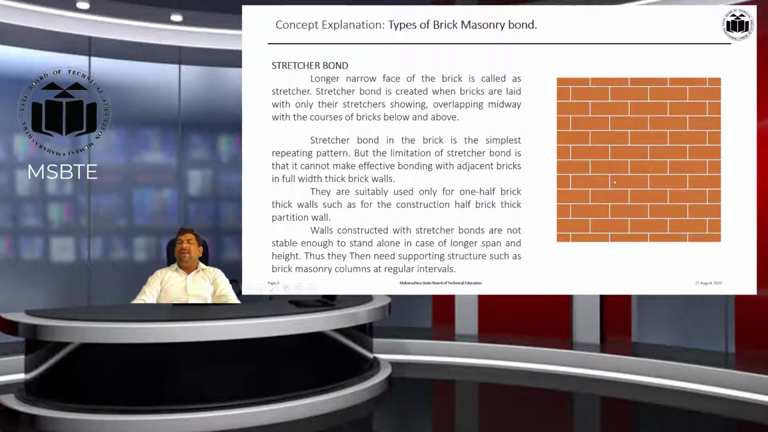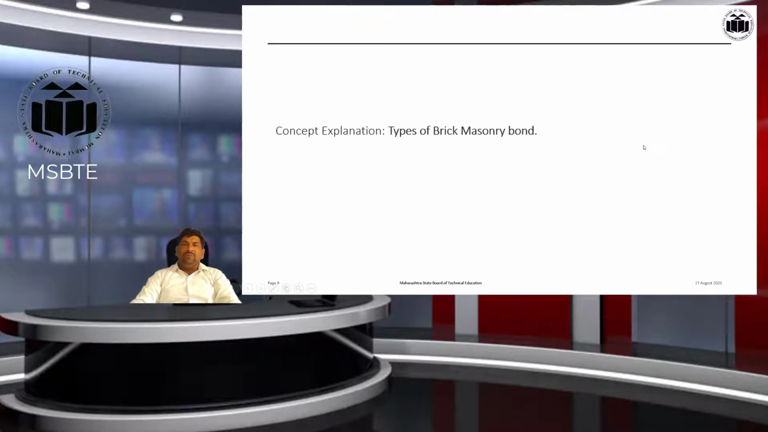As it is a half brick thick wall, obviously at regular intervals you will need to provide a brick masonry column to give proper strength to this wall, and that's why such a wall will be used as a partition wall. And as you can see, all these stretchers are visible on the face of the wall, and that's why the bond is called a stretcher bond.